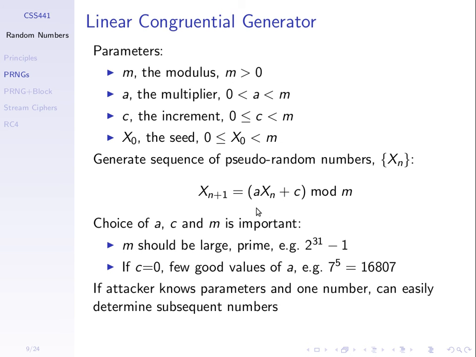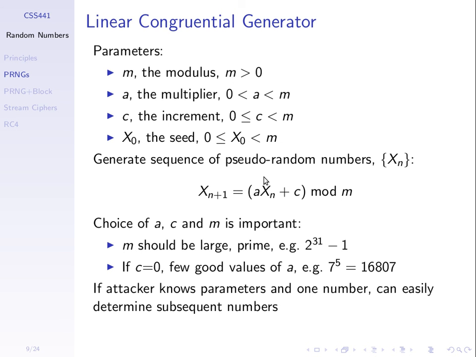So the algorithm is here. We generate a sequence. And the next value in that sequence, xn plus 1, is generated from taking the previous number in the sequence, xn, multiplying by some constant a, adding some constant c, and then modding by some modulus, some other constant m. a, c, and m are constants, they're fixed. xn is the past value, xn plus 1 is the next value in our sequence. And we keep applying this to generate a sequence of values. a is the multiplier, c is the increment, m is the modulus.